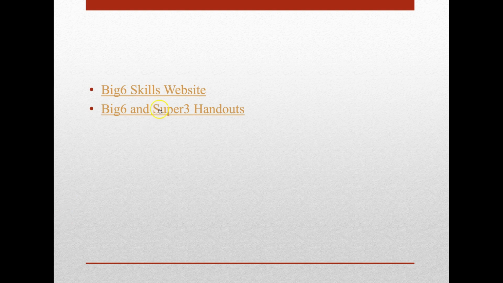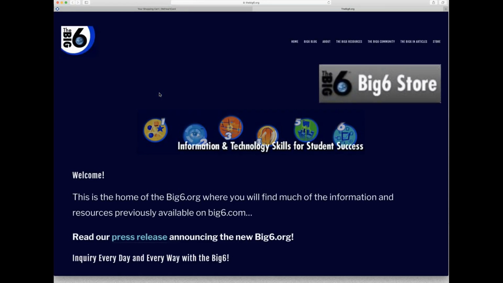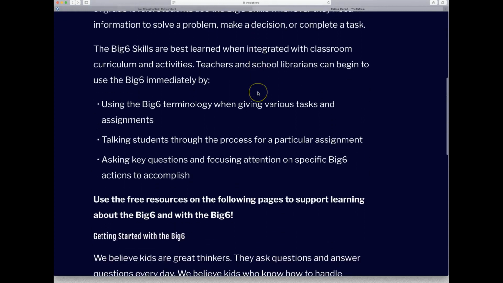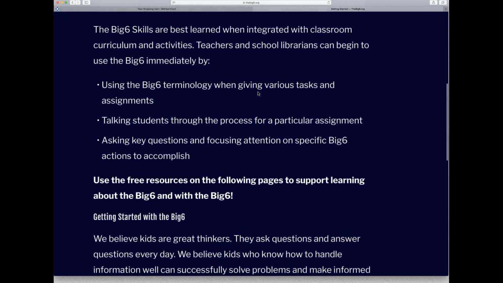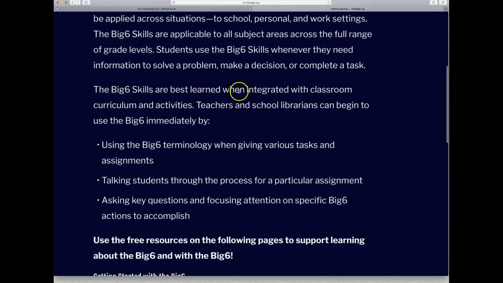So the Big Six Skills website is available. I have the link on the tab for this week, and there's a lot of information here about the Big Six. If you go, it tells you how they came up with it, and then there's a ton of resources, tells you how to get started. And as they say, it's best learned when integrated with classroom curriculum and activities. You don't want to just teach this in isolation. This is a great way of collaborating with teachers and co-teaching.